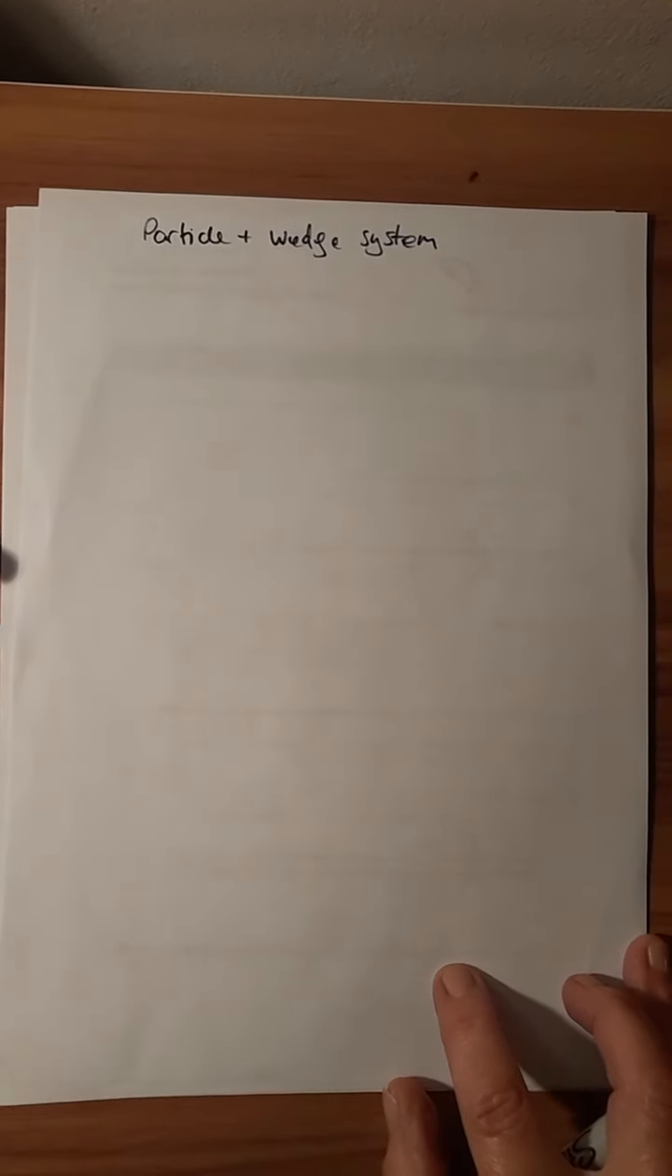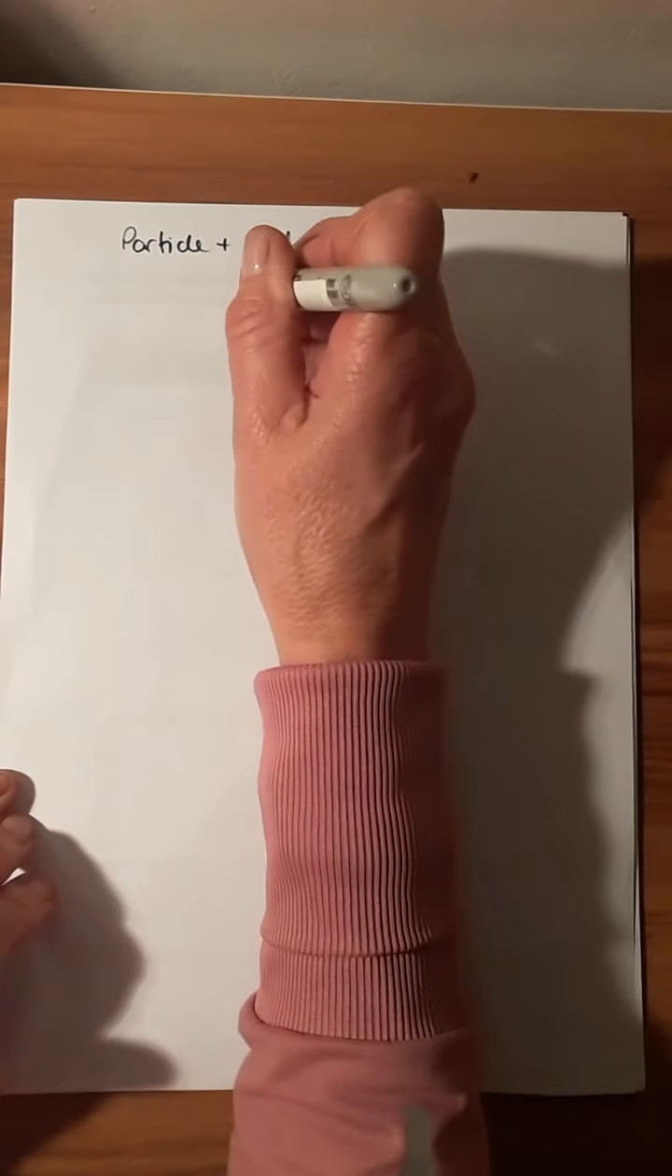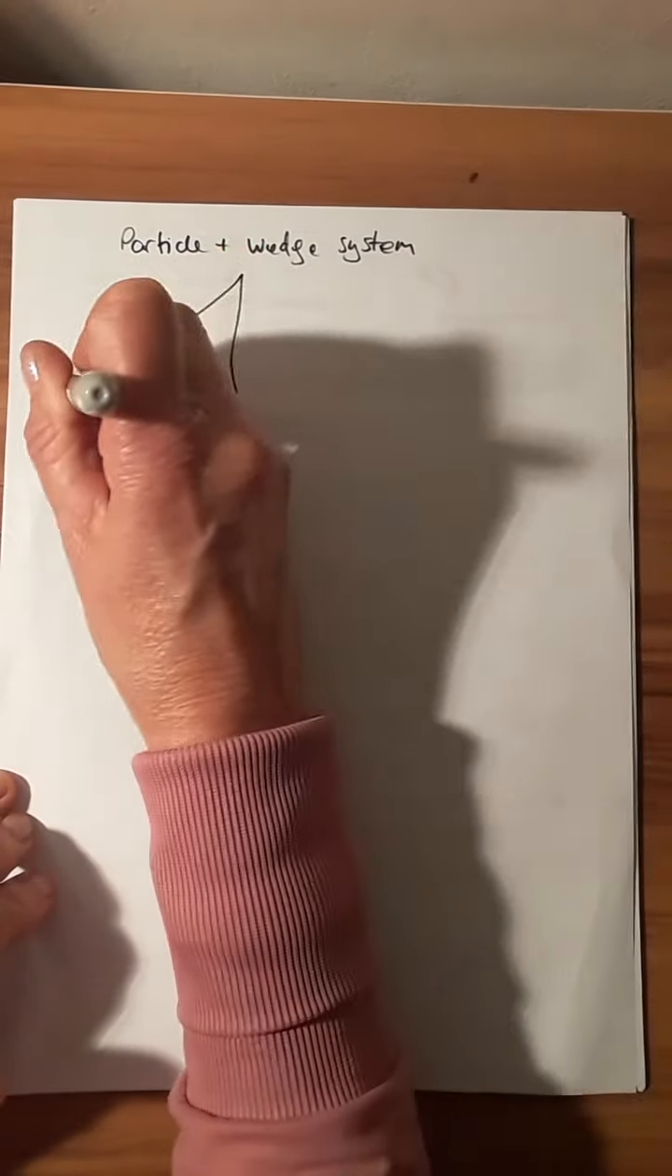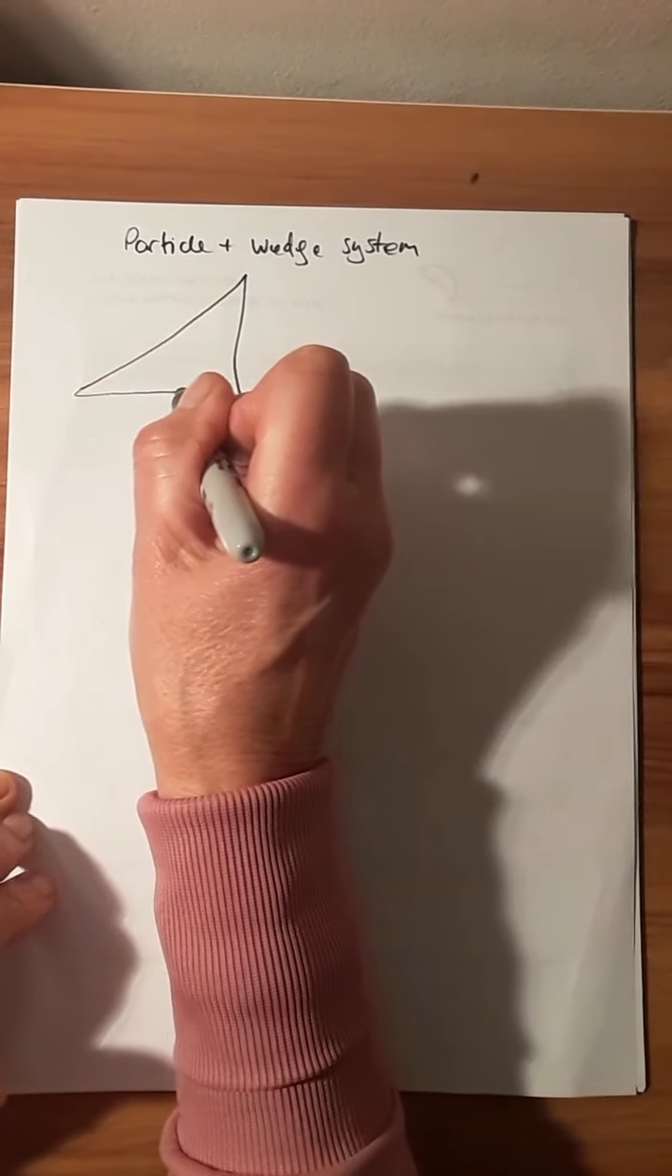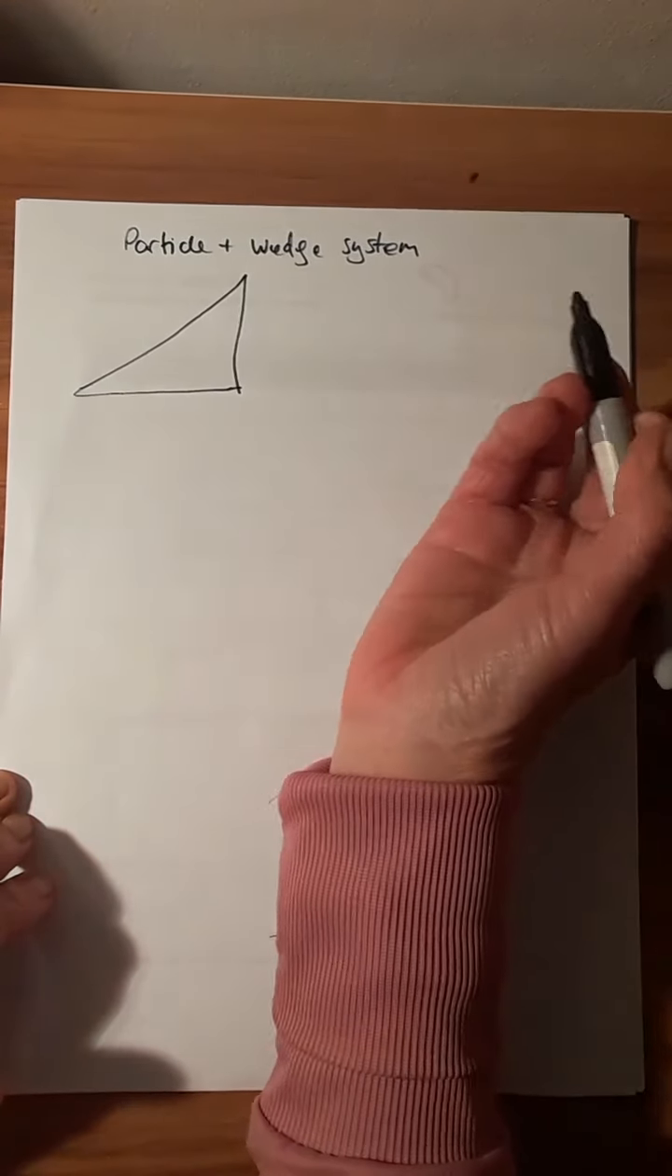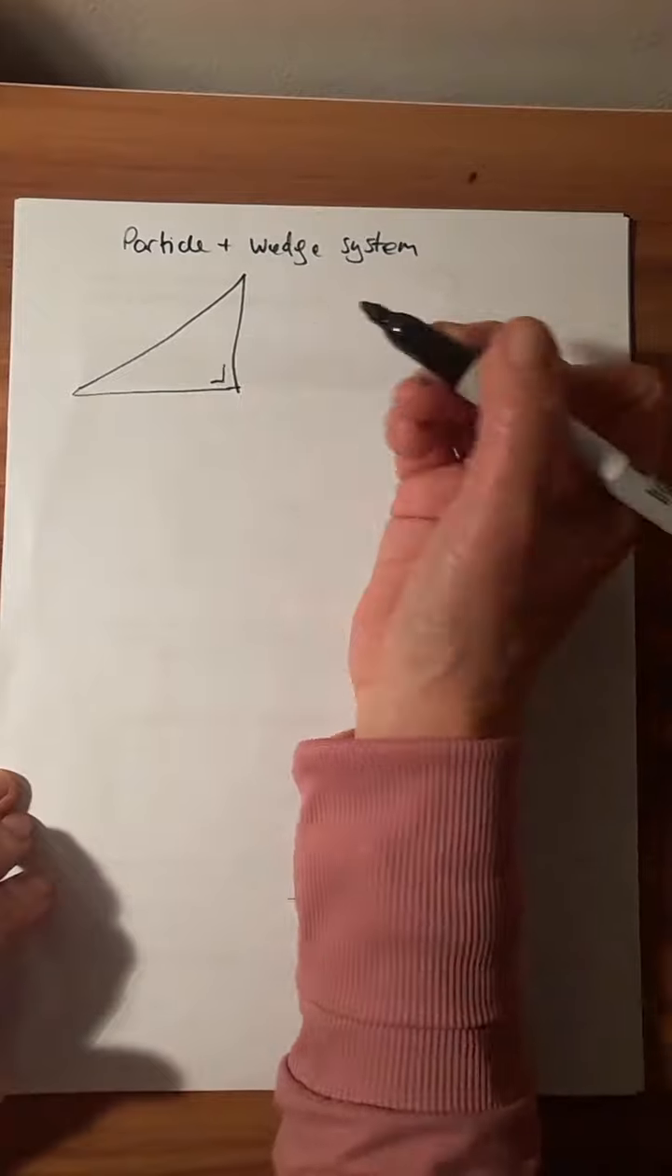Right, so this is a particle and wedge system now. The next section on the handout, or the next type of accelerations actually, and it's the next part of the handout. So, a particle and wedge system, what is it? So what you have is, normally it's a right angled wedge, but not always. But for this one, a right angled wedge.